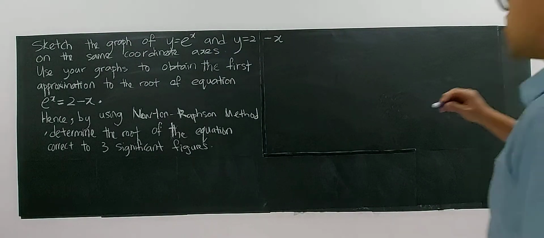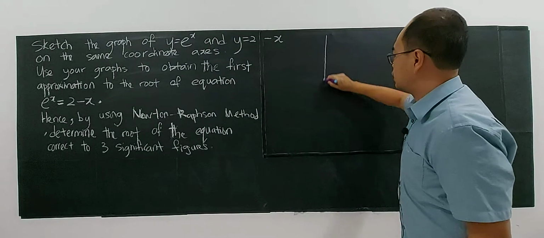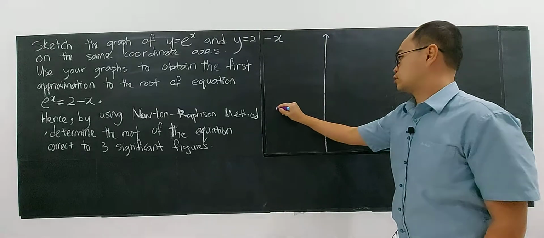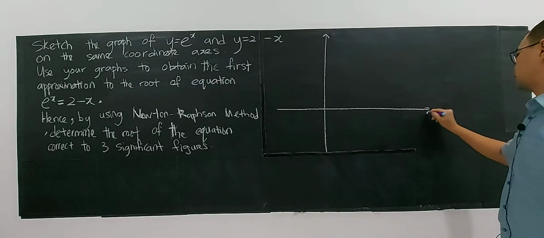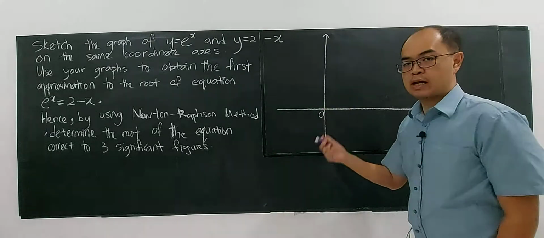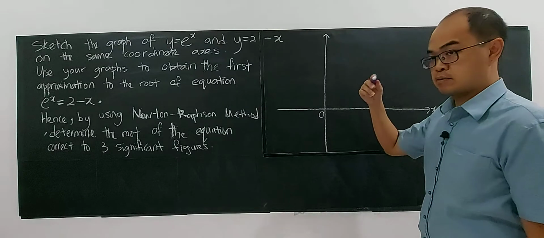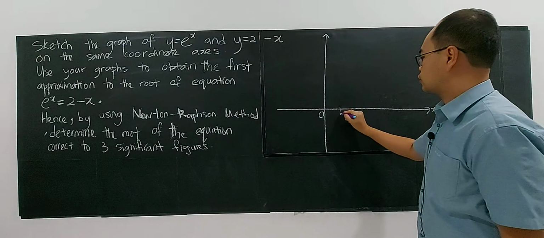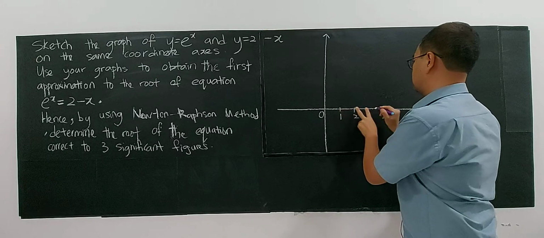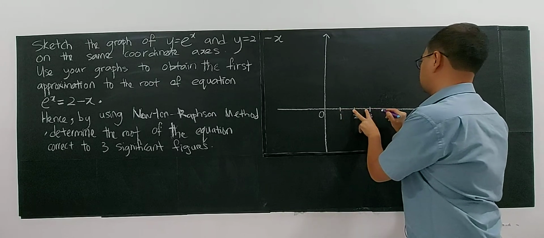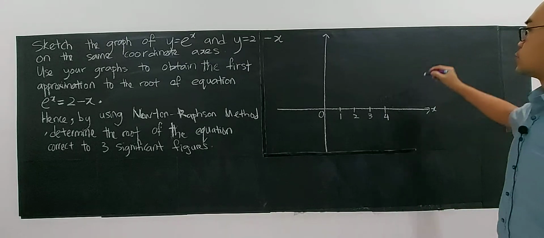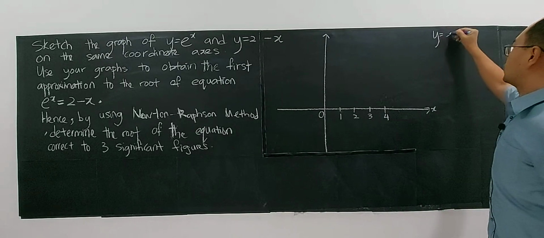Usually I will ask students to really plot the graph rather than just sketch. That means you really go and measure the values. If you can, use graph paper so that it is more accurate. So 1, 2, 3, 4.